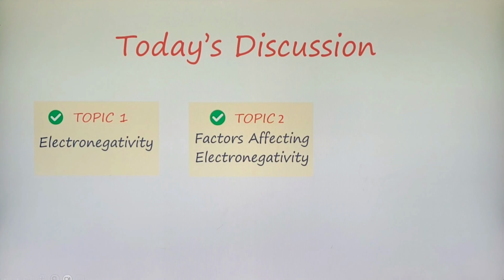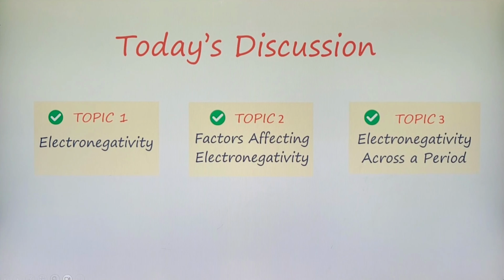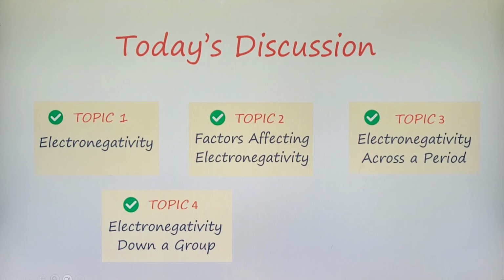So today we are going to discuss electronegativity. What is the definition of electronegativity? Second, we are going to discuss the factors affecting electronegativity. Then we will be discussing the trends, that is, how electronegativity varies across a period and down a group.